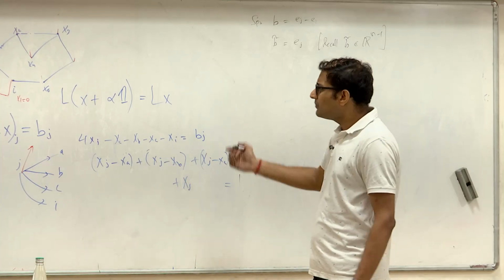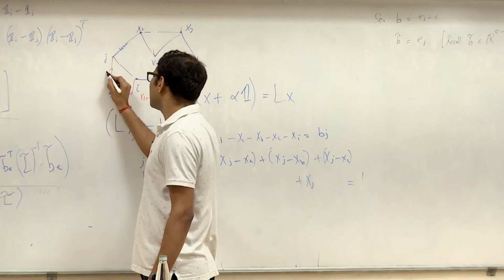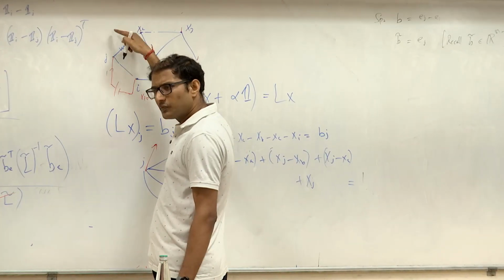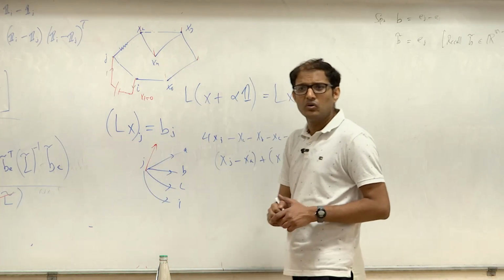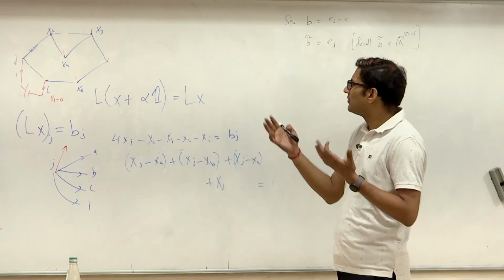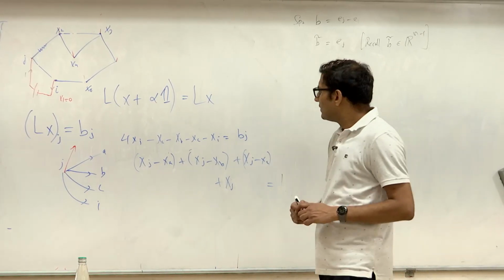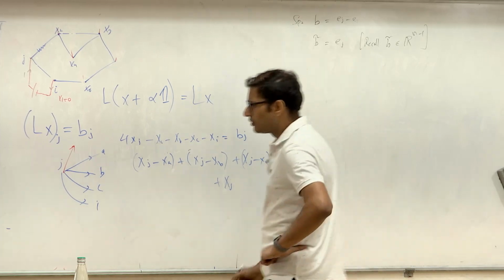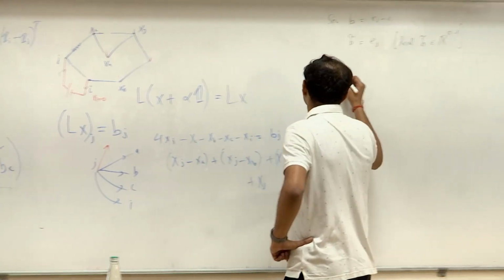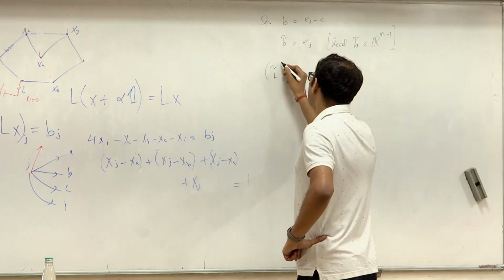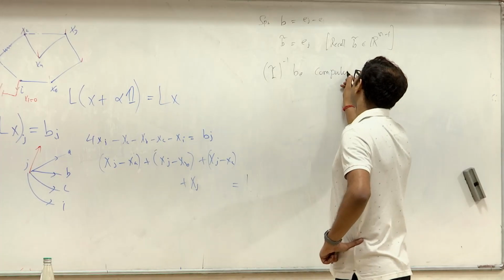So what I'm saying is that I have hooked up this battery. I am pushing 1 ampere of current on this wire and pulling 1 ampere of current on this wire, and I'm trying to examine the effective resistance of this circuit. So the idea is that I have L tilde inverse facing off against b tilde, and L tilde inverse times b tilde computes the vector of potentials.